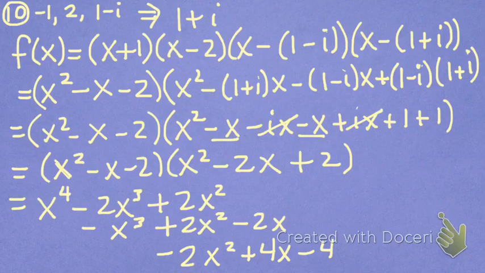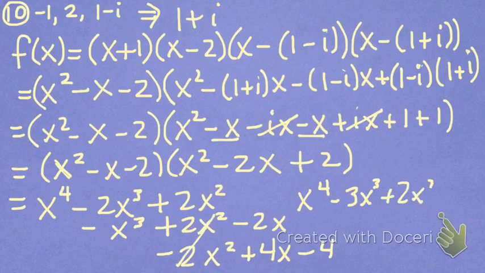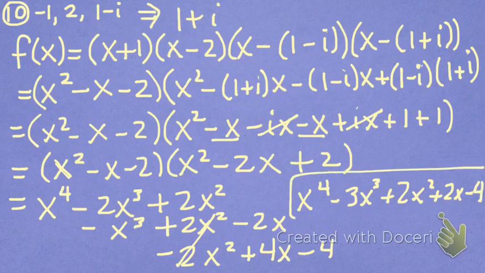So we have an x to the fourth in our final answer. And then we have minus 3x cubed. And then we have these two cancel each other, and that leaves us plus 2x squared. And then we have minus 2x plus 4x is plus 2x, and then minus 4. And that is our final answer. And the end of this video.